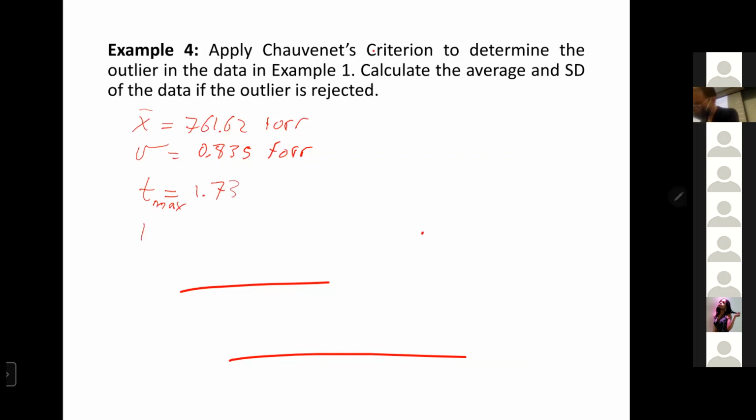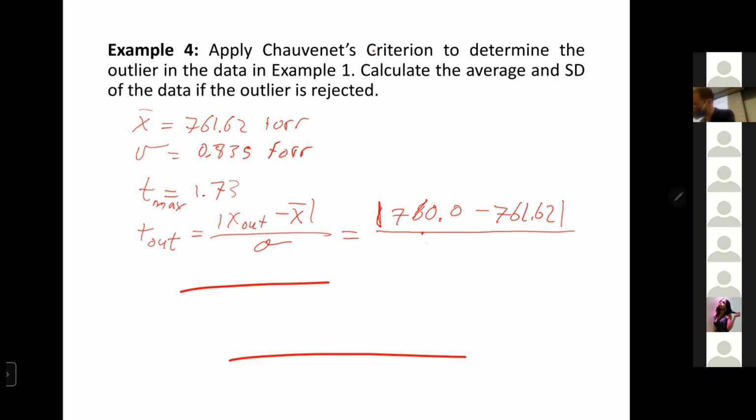And then how many standard deviations away from the mean was this outlier? Well, that's just the value of the outlier minus the average value, divided by the standard deviation. So for our example, that was 760.0, the value of the outlier, minus the mean, 761.62. Take the absolute value, divide by sigma, which is 0.835. The numerator and denominator both have units of torr, so T out is unitless and it's 1.94.